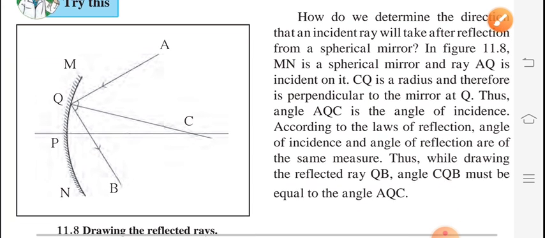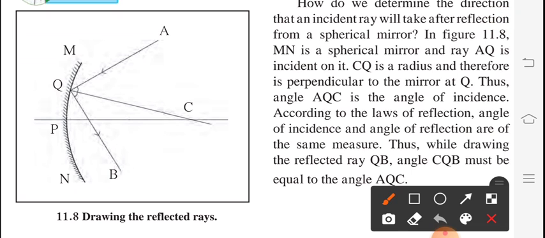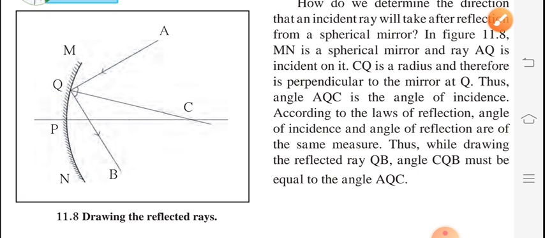Here you can observe that in this figure we are taking a spherical mirror which is MN, and these lines are the reflected part. And ray AQ is incident on it. CQ is the radius and therefore is perpendicular to the mirror at Q. Thus, angle AQC is the angle of incidence. According to the laws of reflection, angle of incidence and angle of reflection are of the same measure.